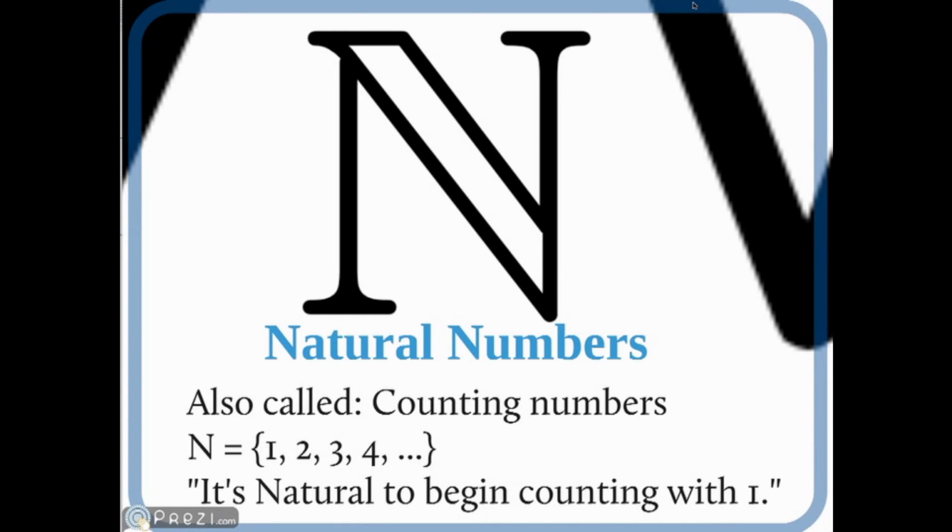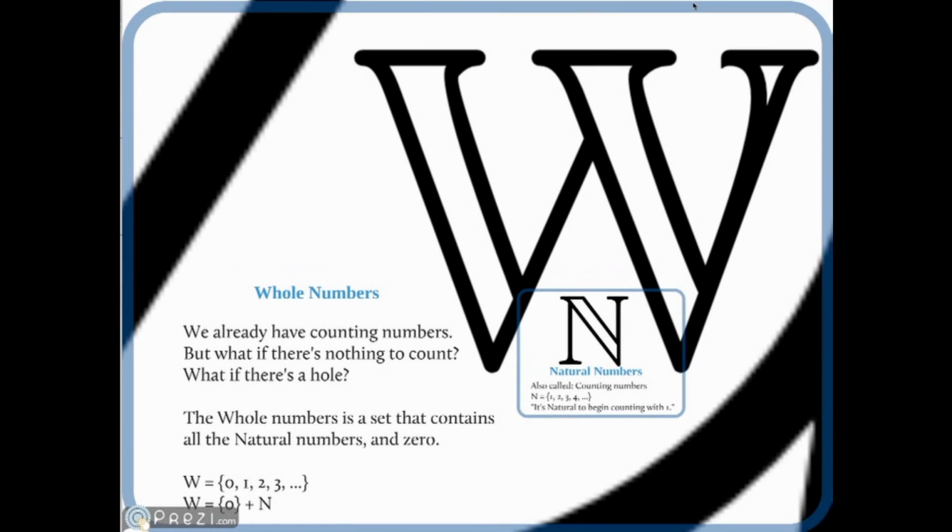The next set that we're going to talk about includes the natural numbers, but what if there's nothing to count? If there's like a hole with nothing in it? The whole numbers is a set that contains all of the natural numbers, but in addition it also contains the number 0. And we usually write that as we do at the bottom here. The whole numbers, W, is 0, 1, 2, 3, and so on, or it's 0 plus all of the natural numbers.